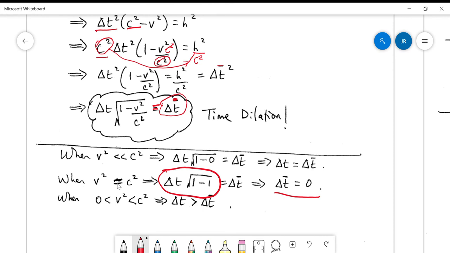You know, if you were to say to light, see you in a minute or see you later, it would have no idea what you were talking about. Okay, so time dilation. Essentially, in a nutshell, the faster you move, the slower time changes.